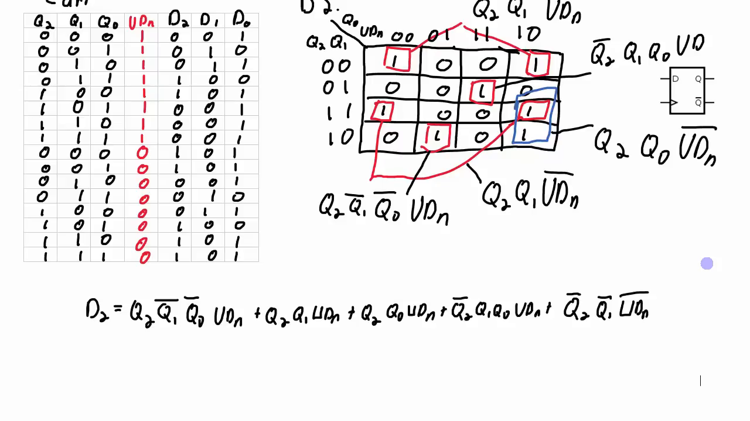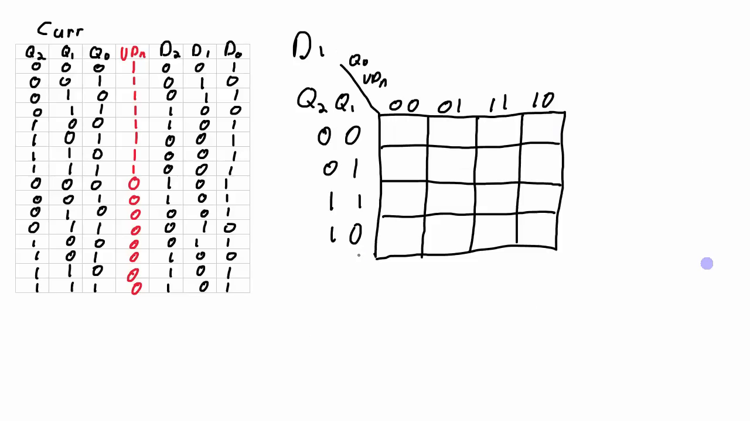Next, I will repeat the process for D1. So I'm using this column here to fill in the table. Pay attention to the current values. The current value rows don't correspond to the standard cells in the Karnaugh map. So 0001, which would be this cell right there, D1 has a value of 0. 1110, which would be this cell right here, has a value of 0. And I'll carry on filling in all of the values for the Karnaugh map.